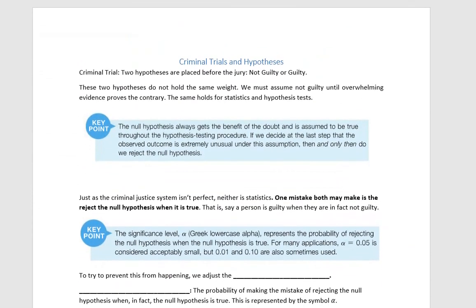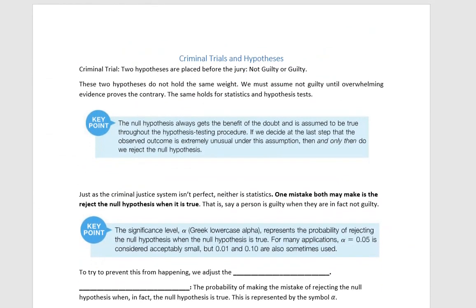Okay, so a couple more things, and then we're going to talk about these in a little bit greater detail in the next video, which is what criminal trials have to do with hypotheses. So in criminal trials, we have two hypotheses that are placed before a jury. We either say that a person is not guilty or guilty. We never say that a person is innocent. We say a person is not guilty because we haven't found overwhelming evidence that they are guilty. So what this means is that these two hypotheses don't hold the same weight. There's not a 50-50% chance that you're not guilty or guilty. Usually you're only guilty if you have found overwhelming evidence that proves the contrary.